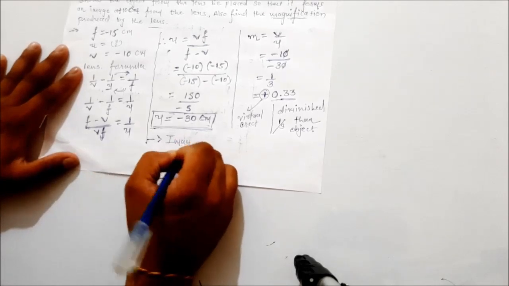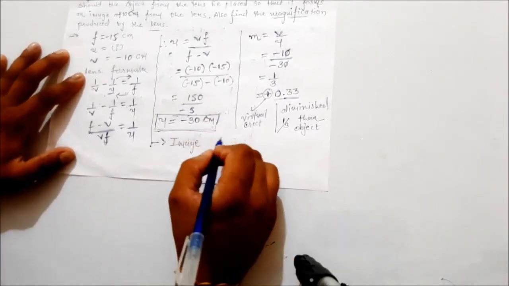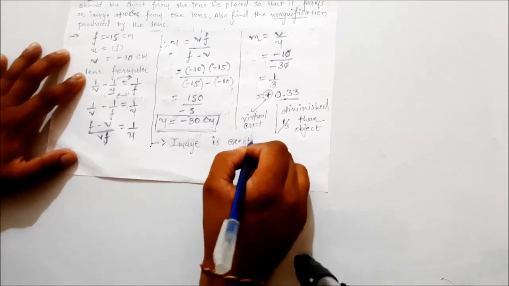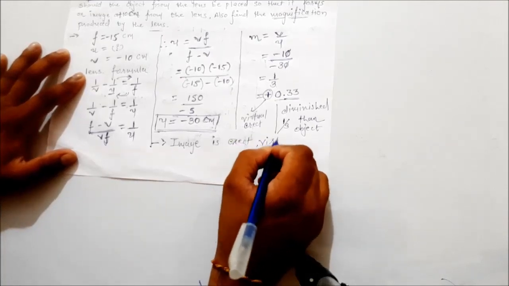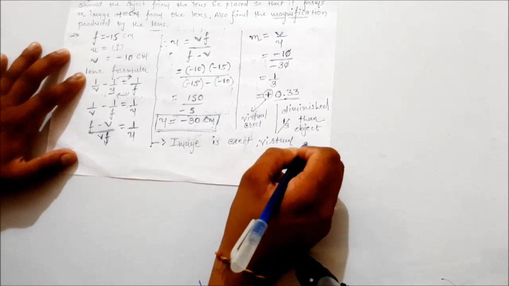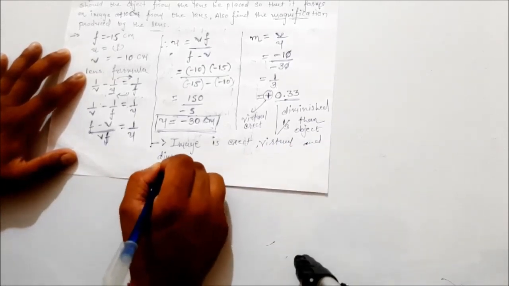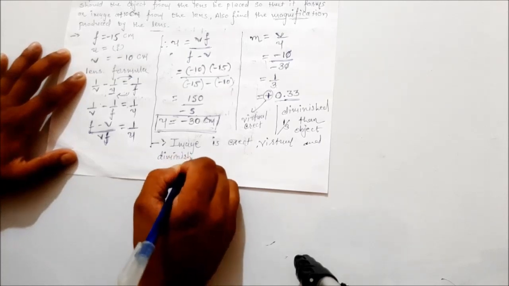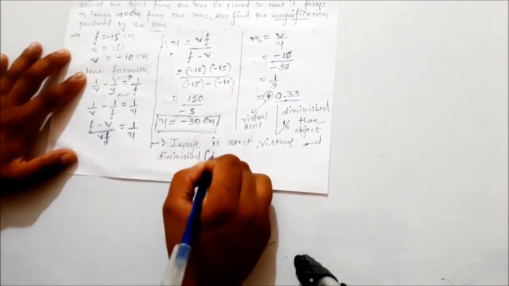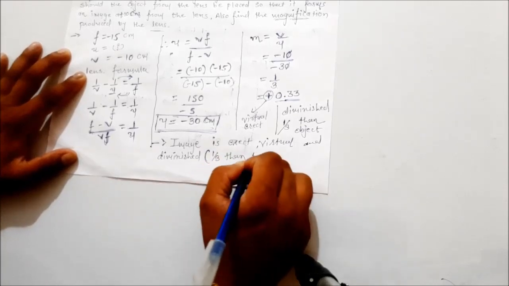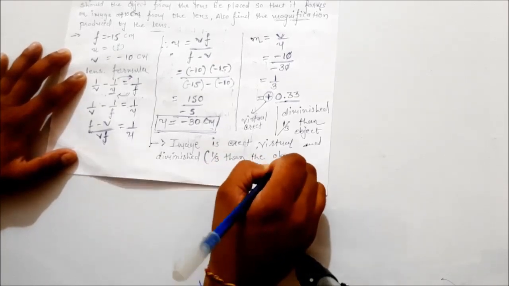So our conclusion will be: our image is erect, virtual and diminished. But how much diminished? It's 1/3 of the object.